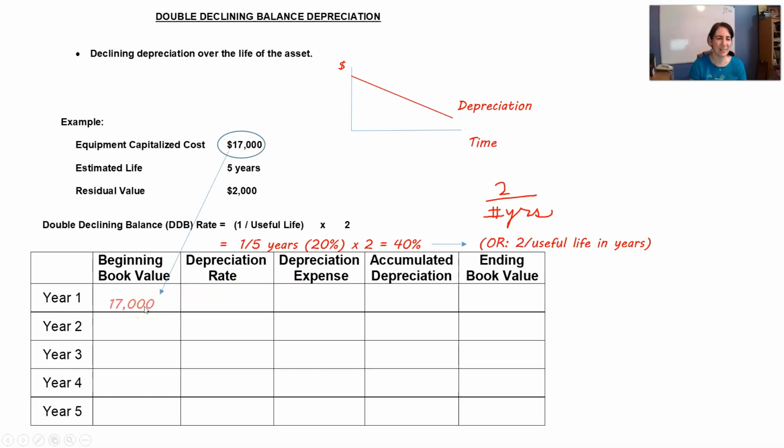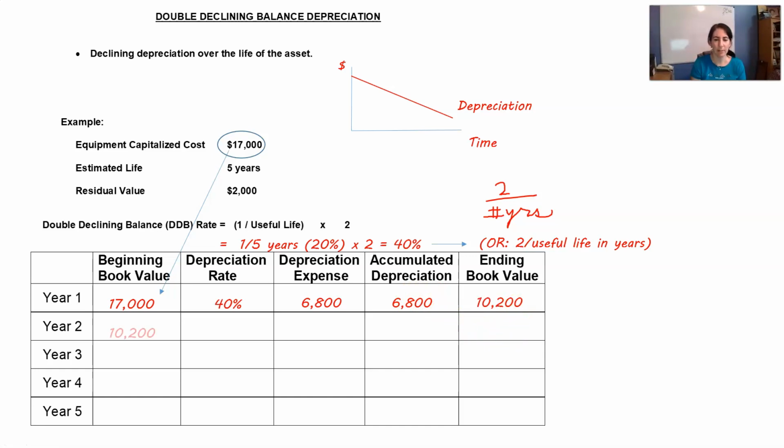Okay, so 17,000 is going to go in here. The depreciation rate we just said is 40%. So you're going to multiply these two, and your depreciation expense in year 1 is going to be $6,800. The accumulated depreciation is going to be $6,800 because it's year 1. And the ending book value then is the 17,000 it was worth minus the 6,800, which is 10,200. Okay? Let's take it on to the next year.